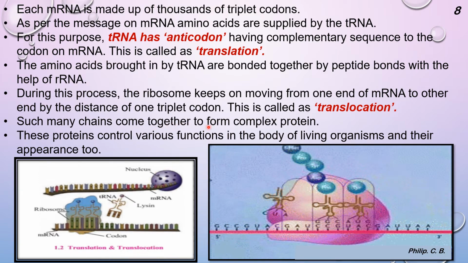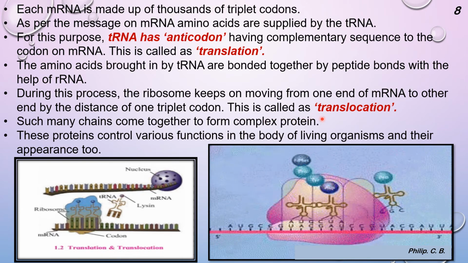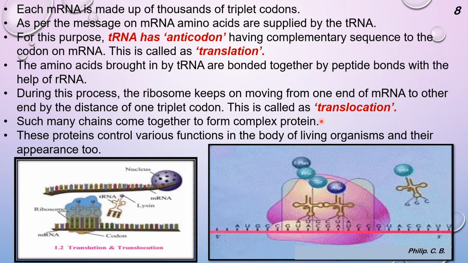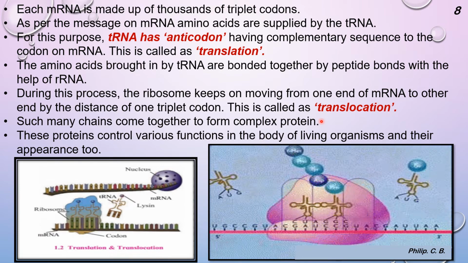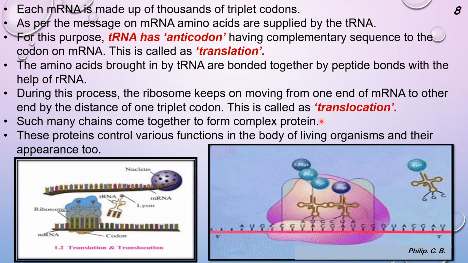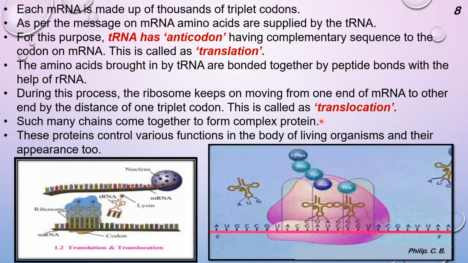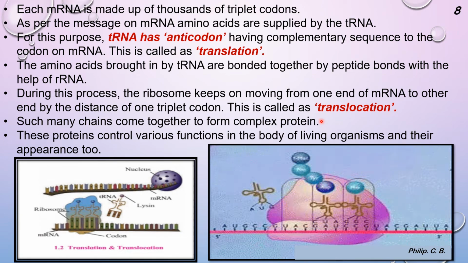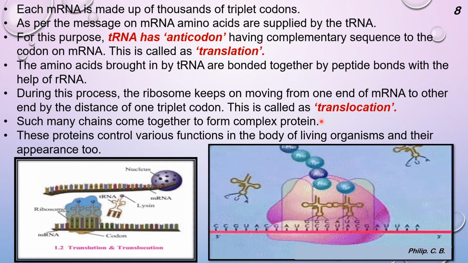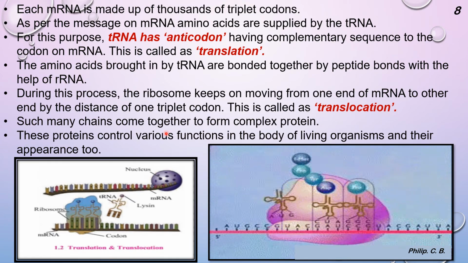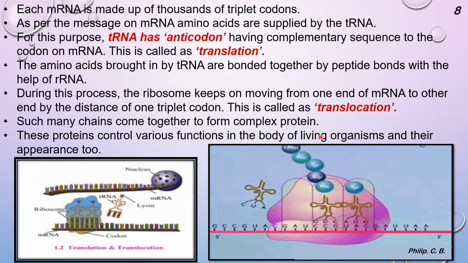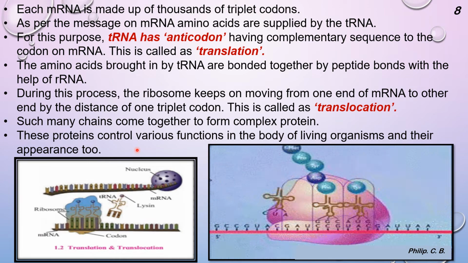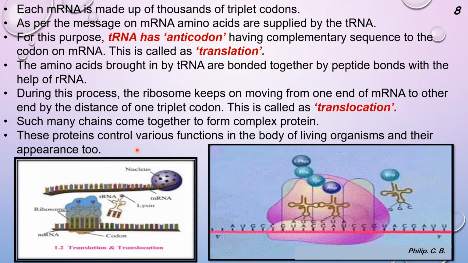Many such chains come together to form the complex protein. Again, as you saw in the previous slide, the image shows how the amino acids are joined, and then they form the protein. Now in simple words, amino acids are what? The basic unit of protein. So all this chain which is formed from single amino acids, they together join to form a protein. These proteins control various functions in the body of a living organism and their appearance too. So it decides the appearance and the various functions of the living organism.